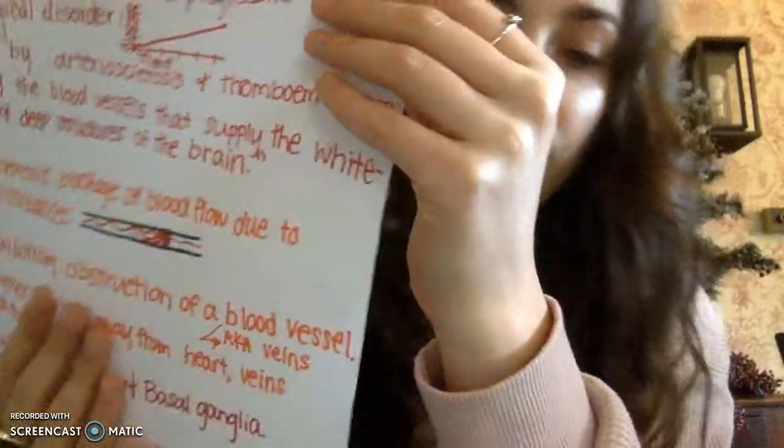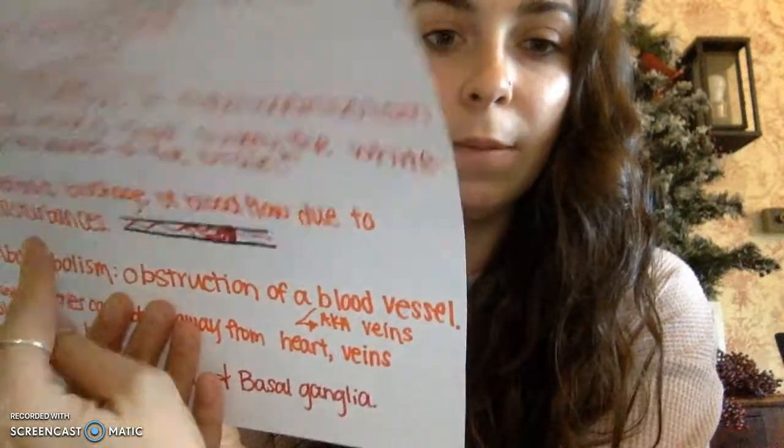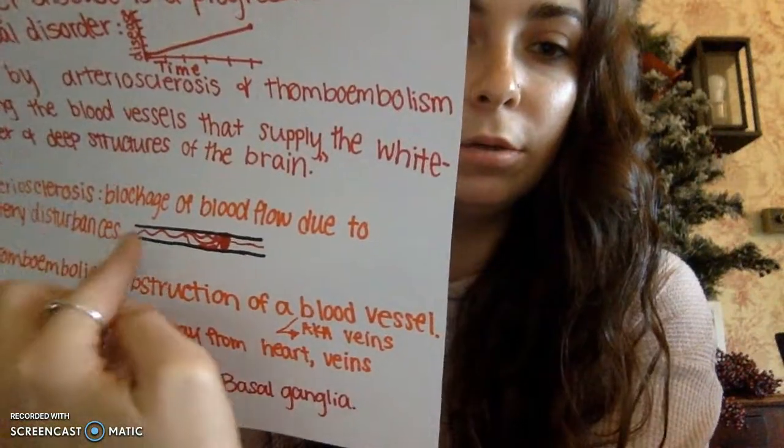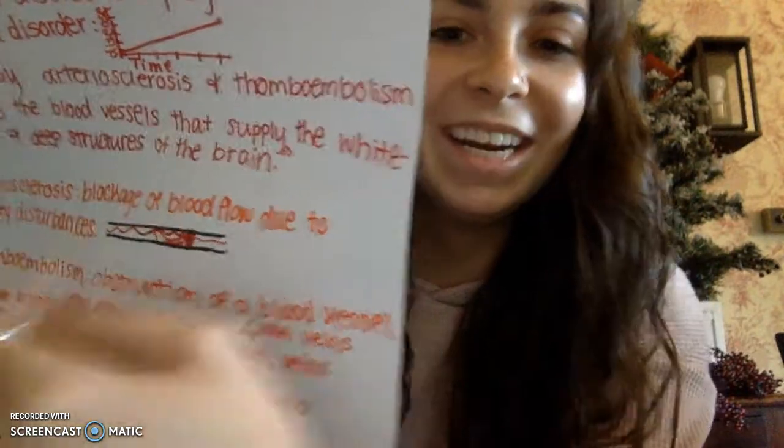So to break it down, arteriosclerosis is the blockage of blood flow due to artery disturbances. And I drew a picture so you can imagine the blood flow is going, and then there is a blockage. It's hard to do right there. Thromboembolism is obstruction of a blood vessel, also known as veins. So basically, arteriosclerosis and thromboembolism both mean obstruction of blood flow, either because of an artery or a vessel.